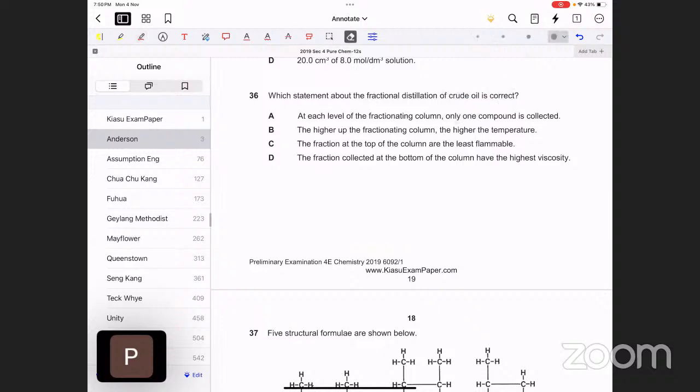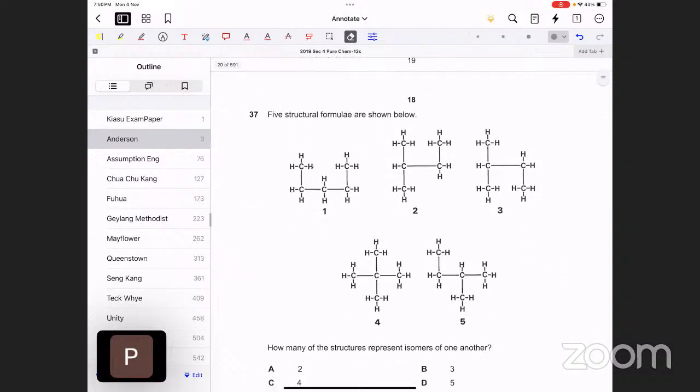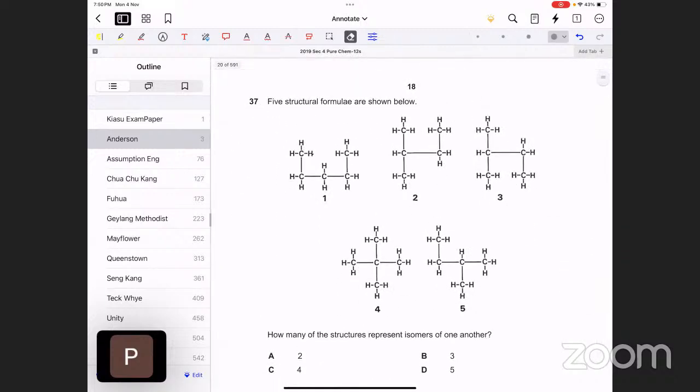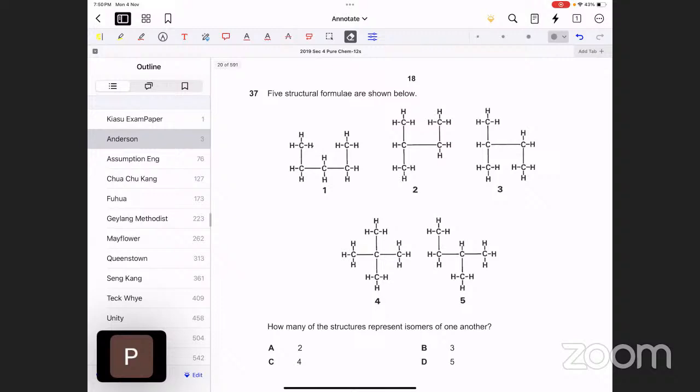Okay. Now, 36 is OChem. 37. If you remember from last week, we are talking about isomers. I'm going to do a quick revision. Isomer is same something, different something. Rachel, what is isomer? Same what, different what?